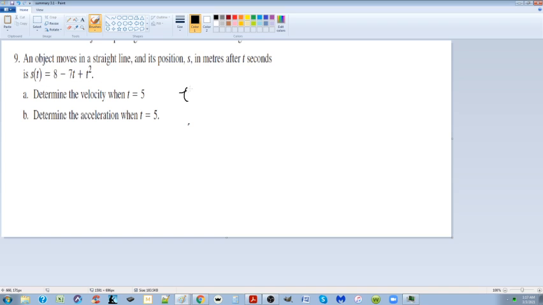Rearrange again. Why do they keep trying to do that? The derivative is this. Then plug in for 5. So they give you a time, so you plug it in. So 10 minus 7, 3. So determine the velocity, not 3 seconds. It is 3 meters per second.